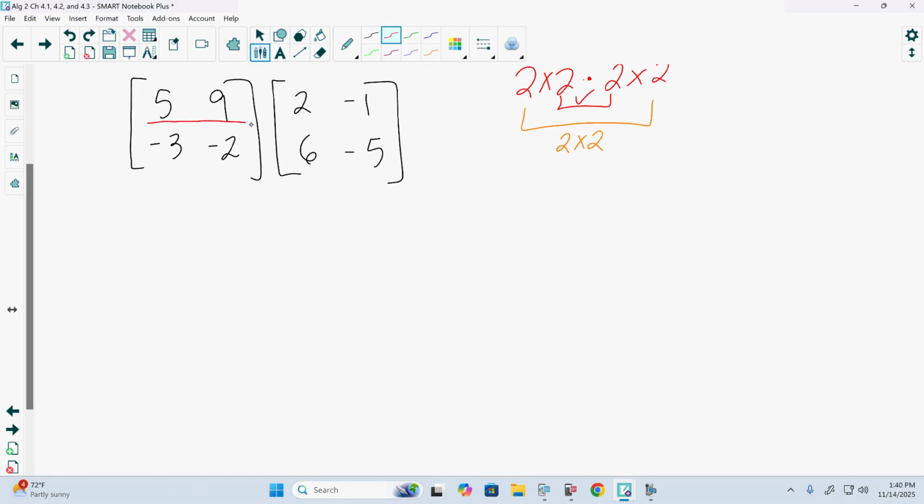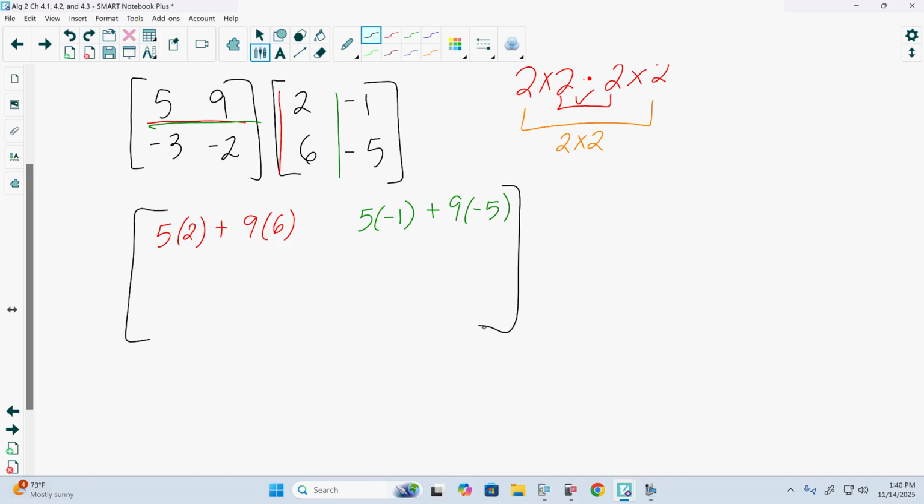Now when we multiply by hand, we're going to go over and down and multiply each element as we go. We start by multiplying our 5 with the 2, and then add to it our 9 times 6. Then we do it again, going over and down: first row, second column. So we have 5 times negative 1 plus 9 times negative 5. And that's it, because we only had 2 columns in the second, so we only do it twice. If there was a third column in the second matrix, we would do it a third time, and if there's a fourth, we do it a fourth time. We just go over and down each time. Does that make sense? We kind of get what we're doing here, yes?